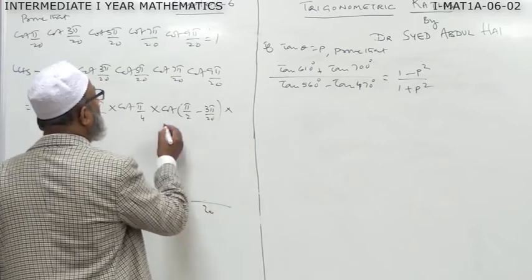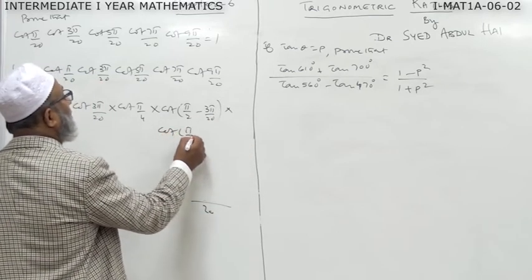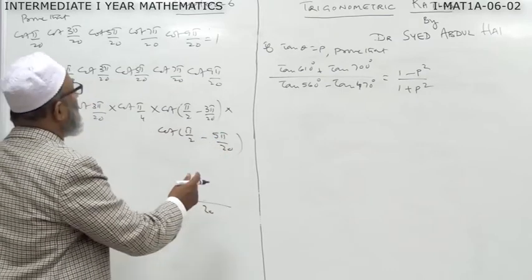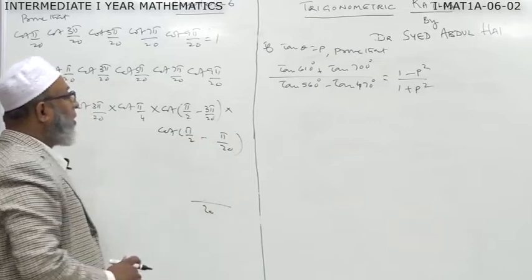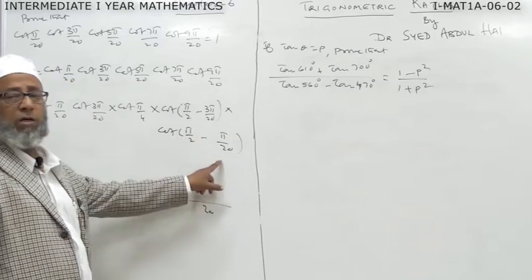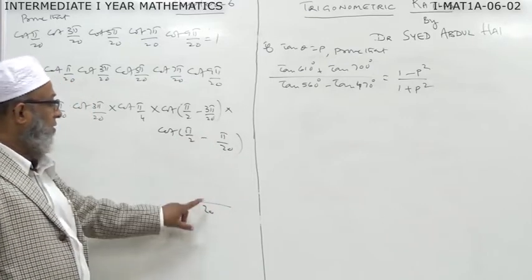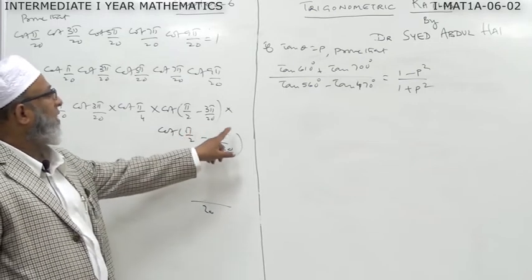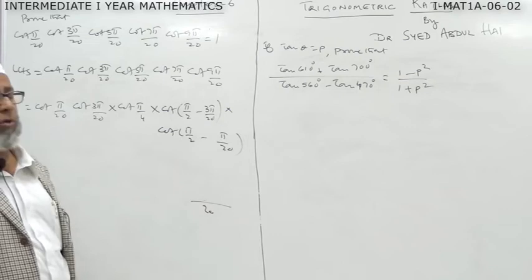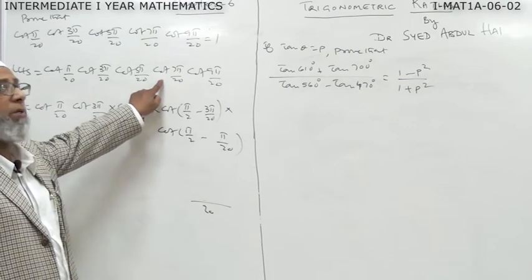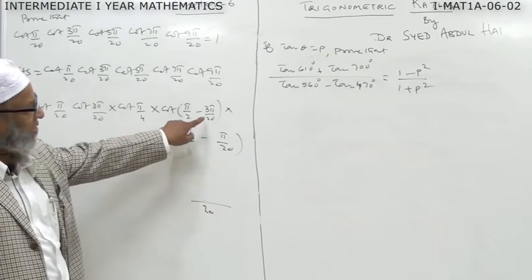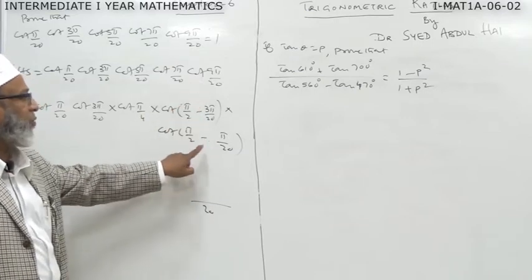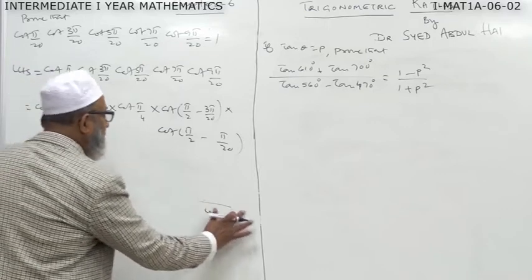Into cot of pi by 2 minus pi by 20. Now, if I take the LCM again, 20 is the LCM, 2 divided by 10, 10 pi minus pi is equal to 9 pi by 20. So 7 pi by 20 can be written as pi by 2 minus 3 pi by 20 and 9 pi by 20 can be written as pi by 2 minus pi by 20. Is it clear?